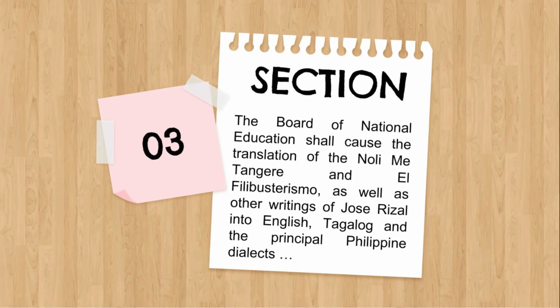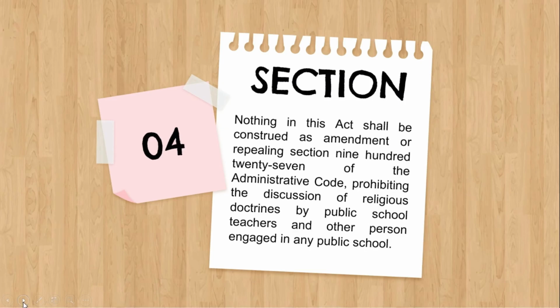Okay, ang nilalaman ng Section 3, kailangan daw magkaroon ng pagsasalin or translation yung writings ni Rizal. Okay? Maaaring ito ay sa Ingles, sa Tagalog, or any dialects as long as maiintindihan ng bawat Pilipino. Okay? Okay, now let's move on to Section 4.